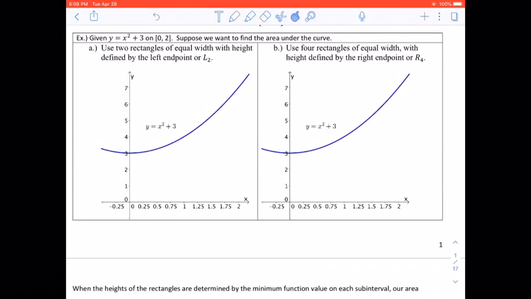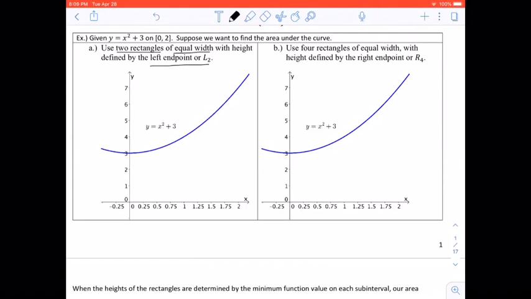It says, given y equals x squared plus 3 on the interval from 0 to 2, suppose we want to find the area under the curve. This problem says, use 2 rectangles of equal width, with height defined by the left endpoint, or L2. And then there's another example next to this, which says now using 4 rectangles of equal width defined by the right endpoint, or R4. If you notice, they use an L because it's left, and the little 2 is because there's 2 rectangles, and R because it's the right endpoints, and a little 4 because there's 4 rectangles.